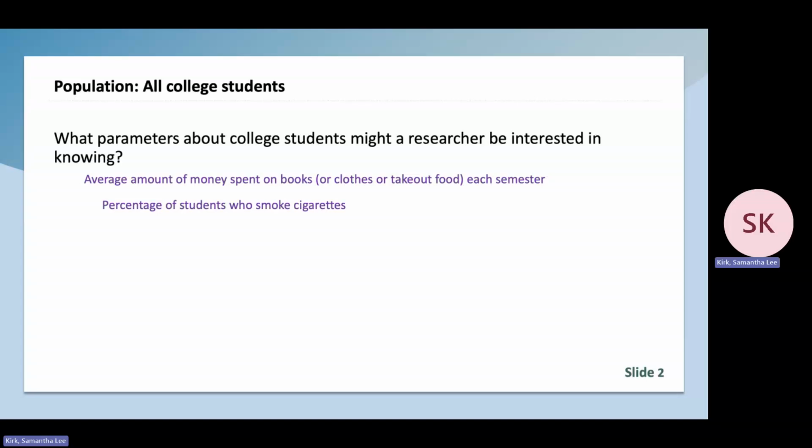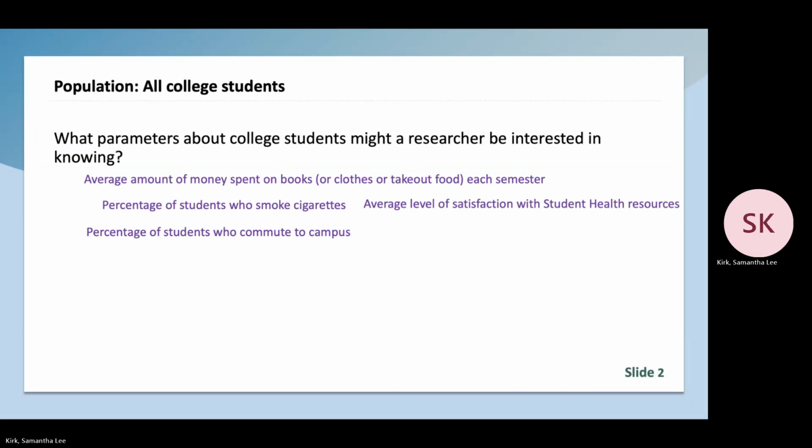A researcher might be interested in the percentage of students who smoke cigarettes. Maybe some health organization is interested in this piece of data. A researcher might be interested in the percentage of students who commute to campus. For example, a university might be interested in that piece of information if they want to maybe redesign some parking lots. If a high number of people commute to campus, it makes sense to redesign the parking lots.